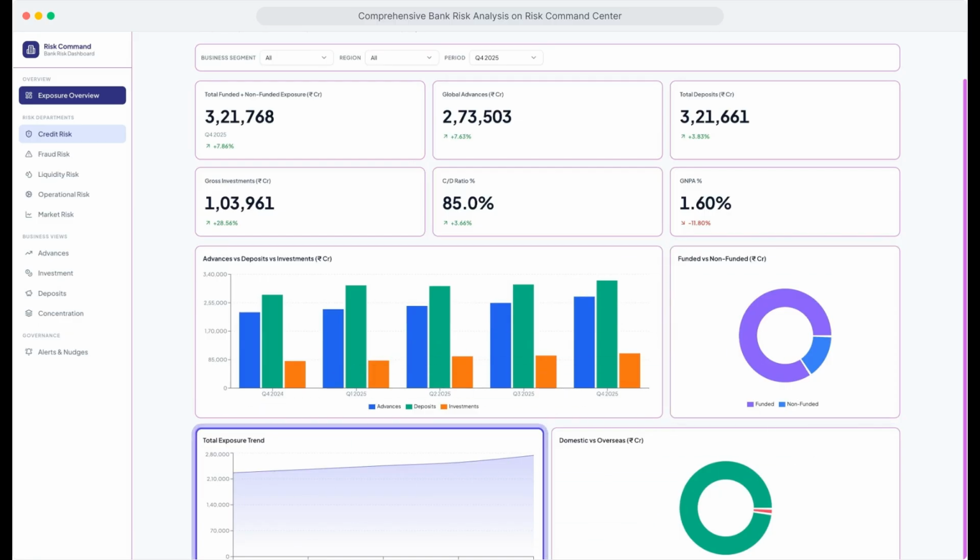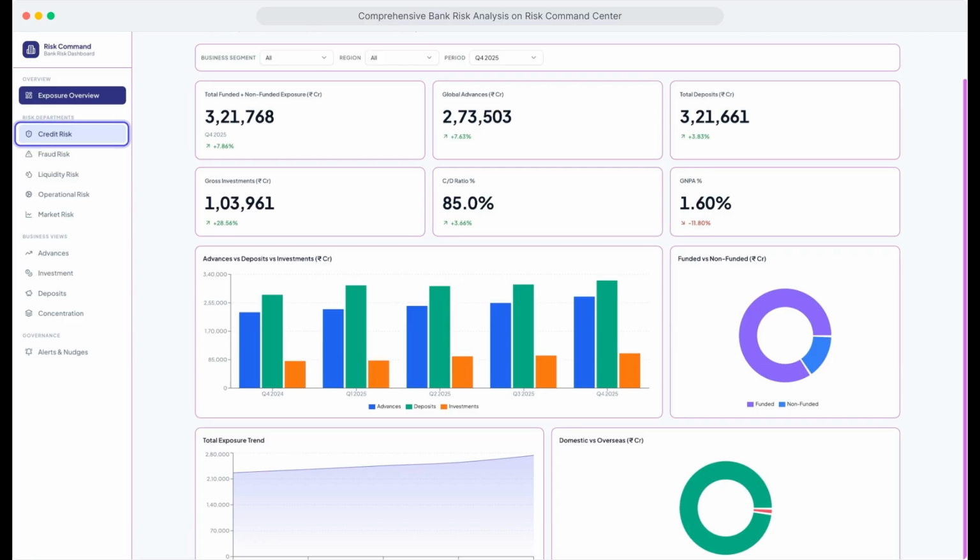The total exposure trend shows whether the bank's exposure is rising, stable, or slowing down over time. This is useful because exposure growth by itself is not a concern, but exposure growth combined with concentration, weak asset quality, or rising stress can become a risk signal. Next, we move to credit risk.